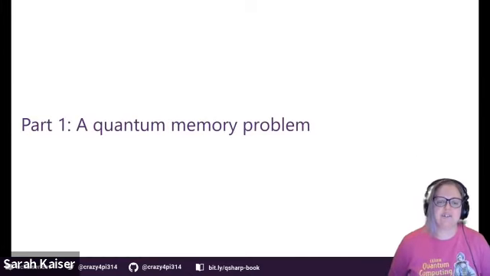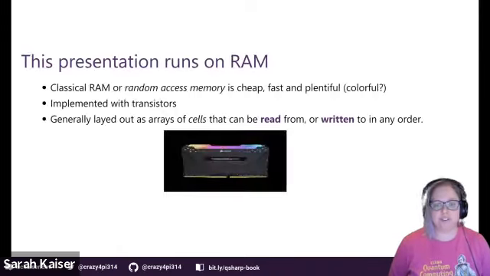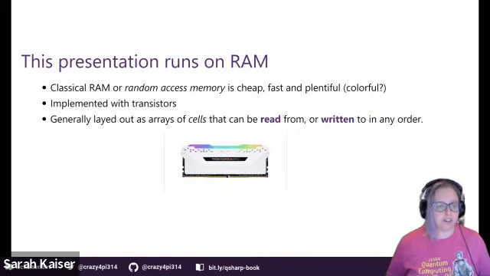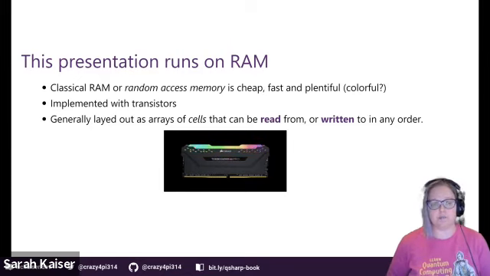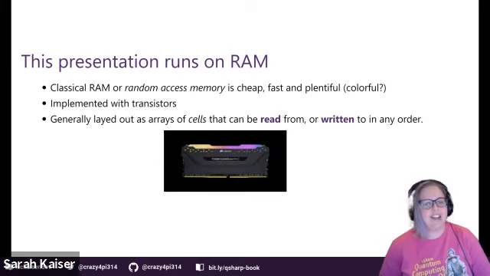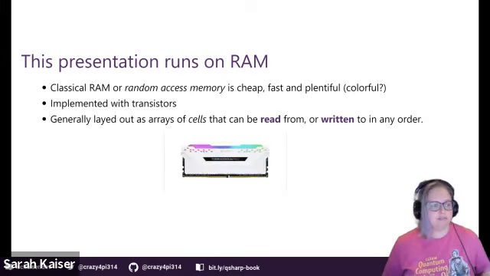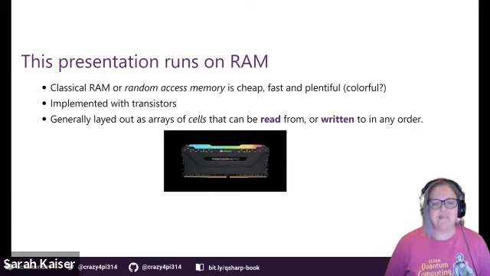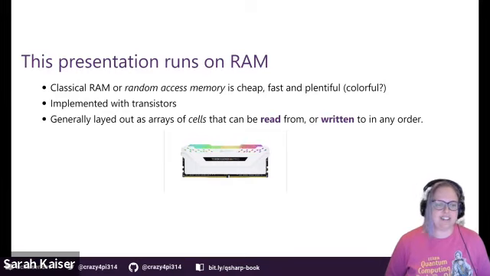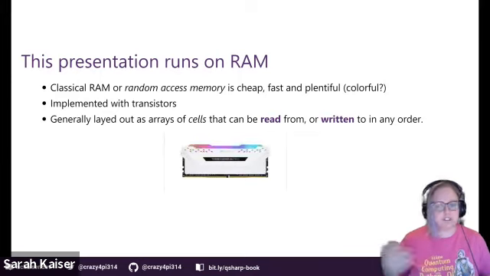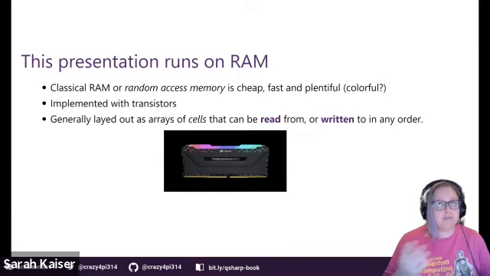Cool. So what is the actual research problem we were looking at for this project? You've probably heard of memory before, or random access memory for your computers. You all have some on whatever device you're viewing this presentation on right now. And the nice thing is classical RAM is really cheap, fast, colorful in some cases. And so it's very easy to get. And it's generally laid out as an array of cells that you can read from and write to.